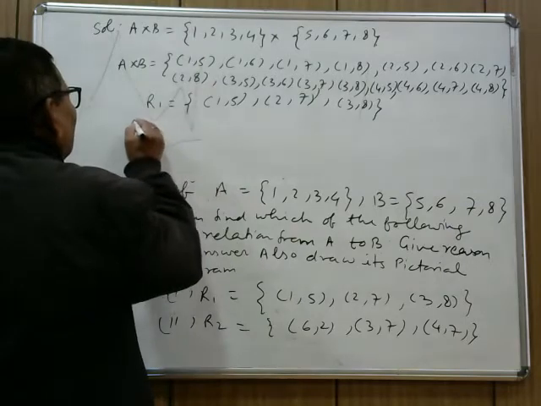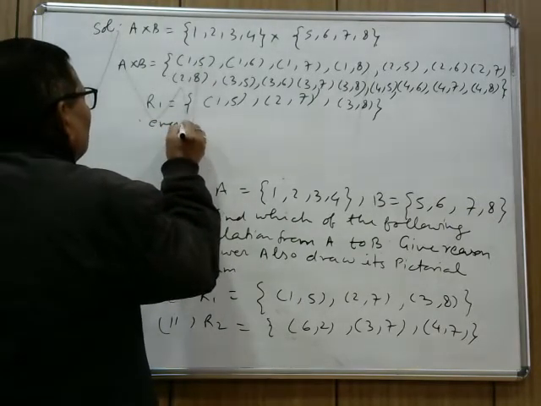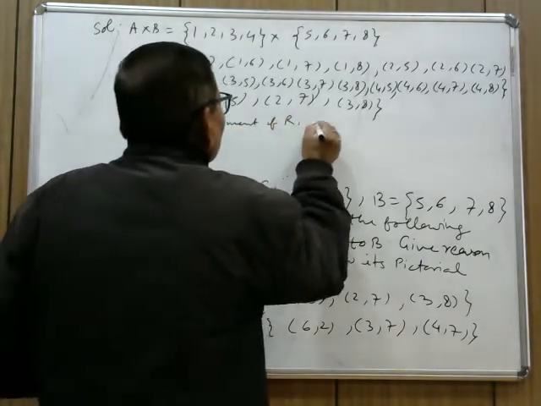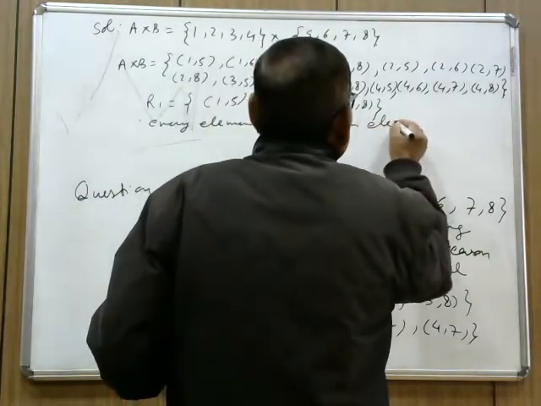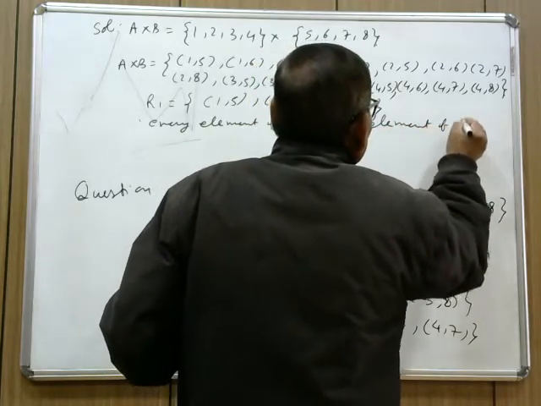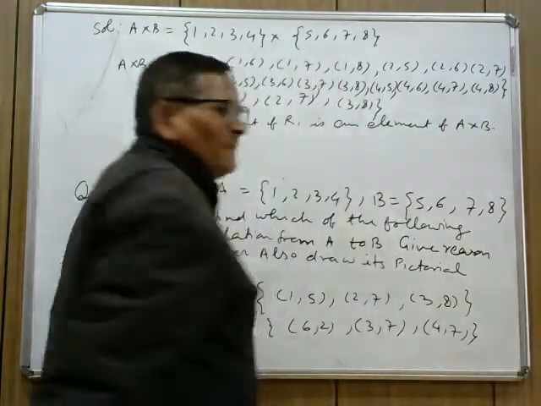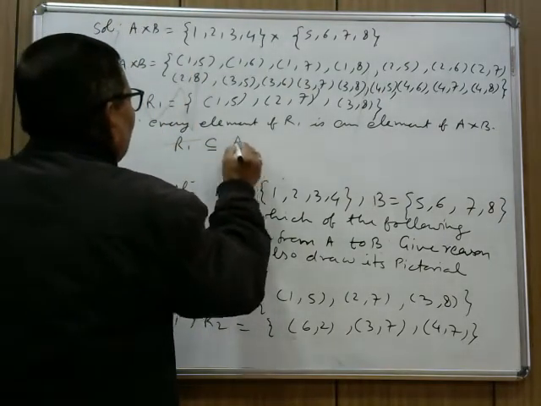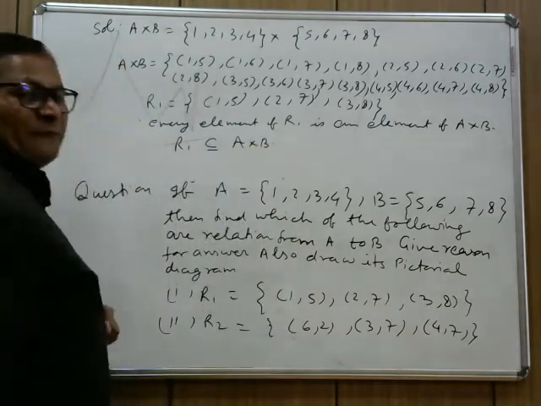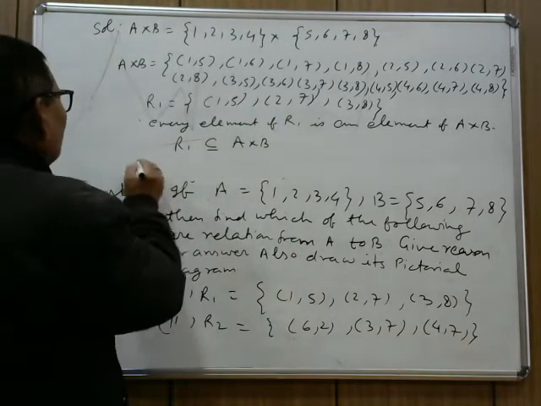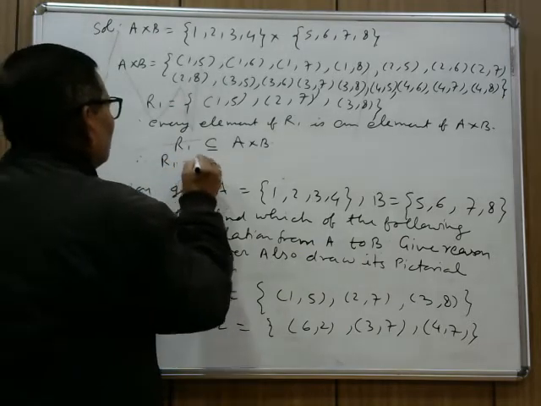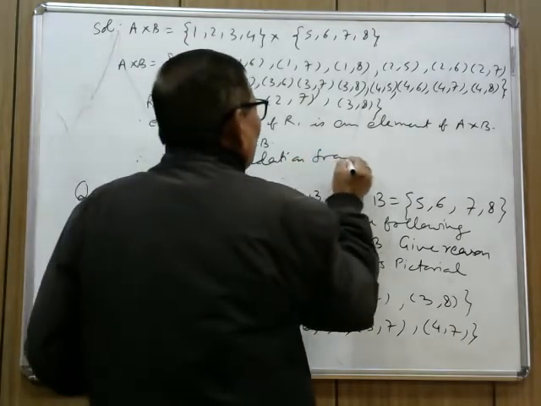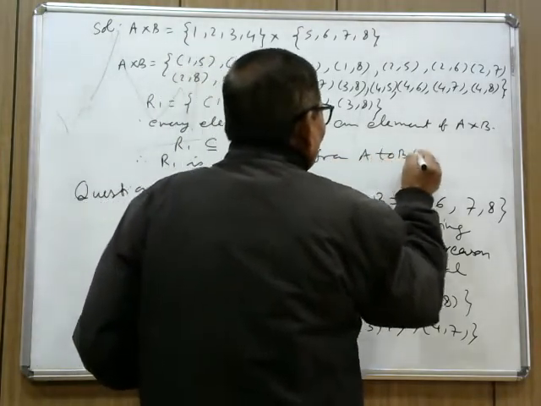subset. Since every element of R1 is an element of A cross B, that is the definition of subset. So in this way, R1 is a subset of A cross B. Therefore, R1 is a relation. R1 is a relation from A to B.